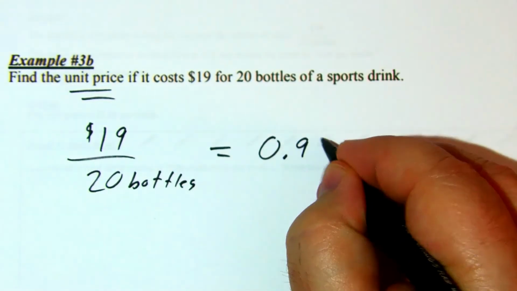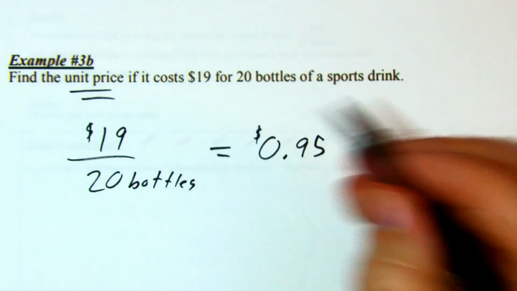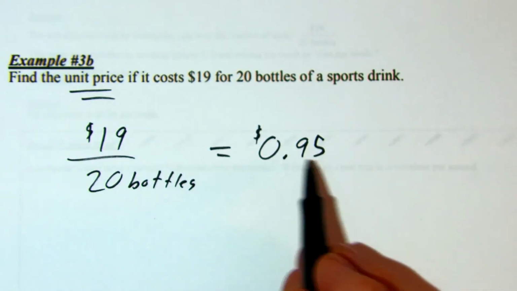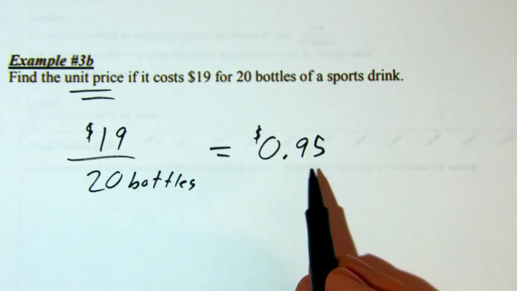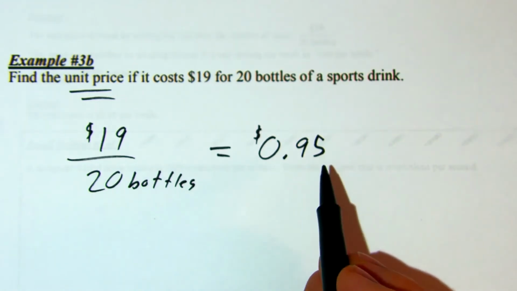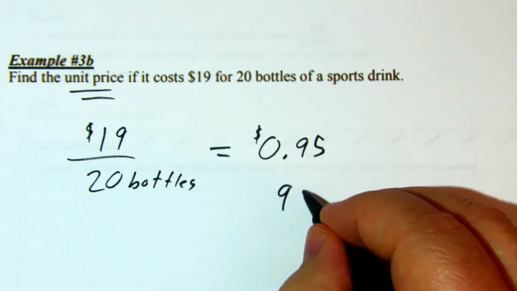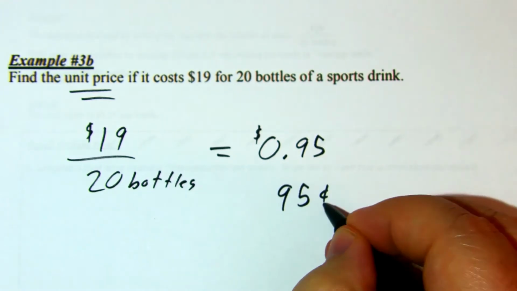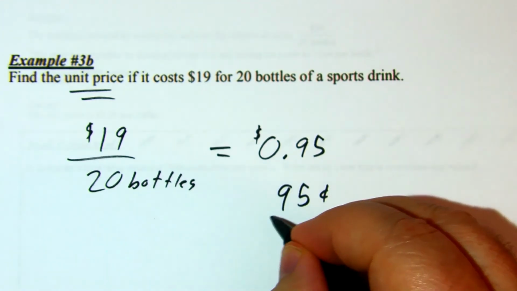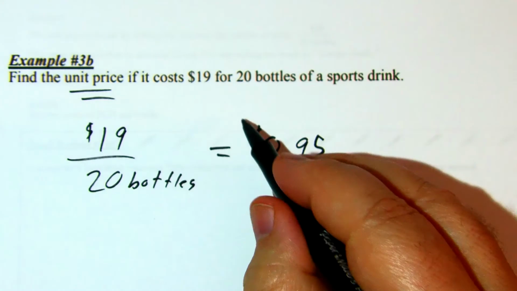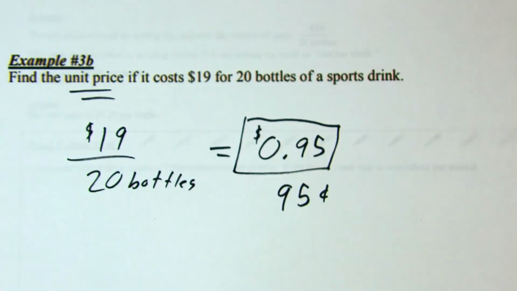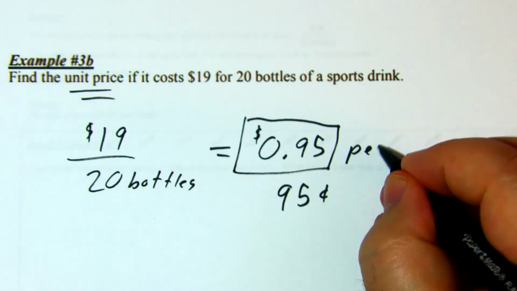Make sure you still put a dollar sign, it's like 0.95 of a dollar. When you read this out loud, you still might read it as 95 cents. If you were going to write that, you'd put the cent symbol in and you wouldn't put a decimal point here. But anyways, there's our answer. Oh, and I should say per bottle.